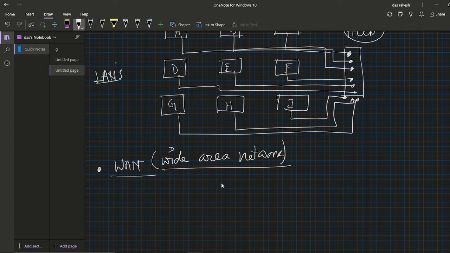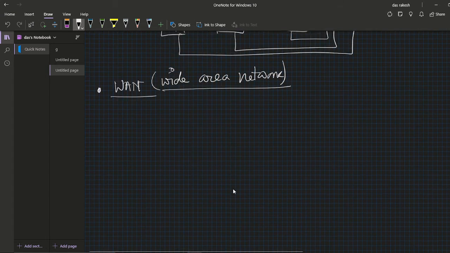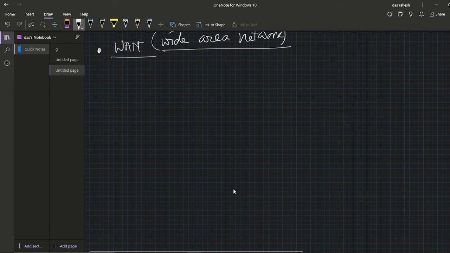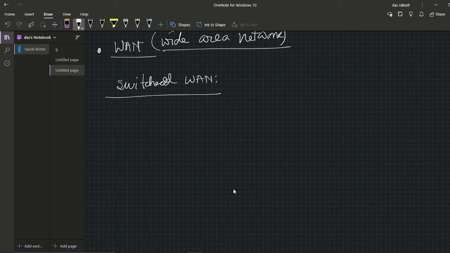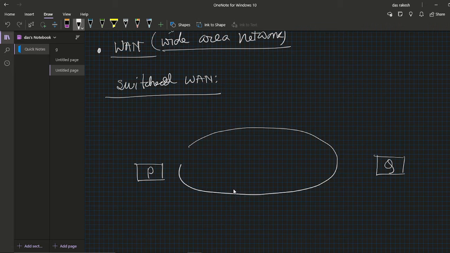Basically there are two different types of WAN. WAN is categorized in two forms. Number one is known as switched WAN. In a switched WAN, there is a system connected, say the name is P, which is one computer, and there is another computer, say Q, and in a switched WAN there are lots of networks connected. This computer passes information here. So basically this is a switch, this is a switched WAN.